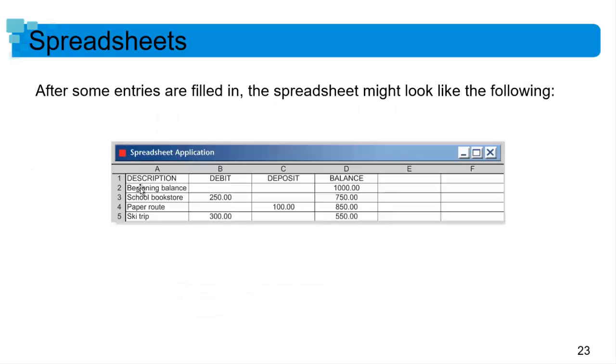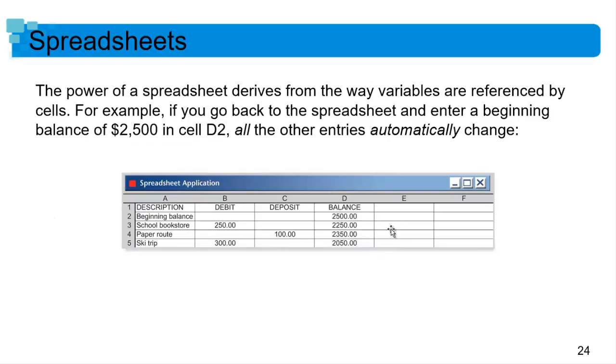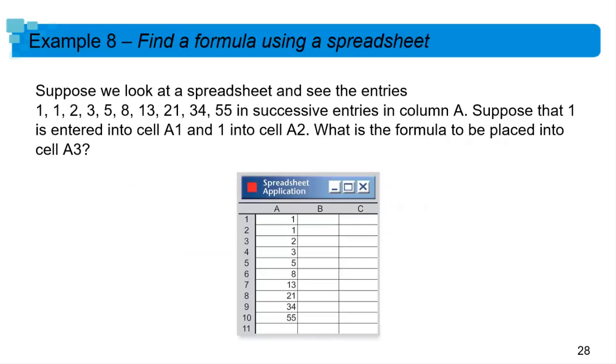So your beginning balance starts at 1,000, and now if you take away 250, you're now down to 750. You add 100, you go up to 850. You take away 300, you're down to 550. And then you can see very quickly, if we start with a different balance of 2,500, but leave everything the same, we can see that everything changes automatically. And I'm sure you're all going, yeah, duh, we've dealt with spreadsheets before. Let's look at another simple example. Look at these numbers here and see if you can figure out the pattern, right?